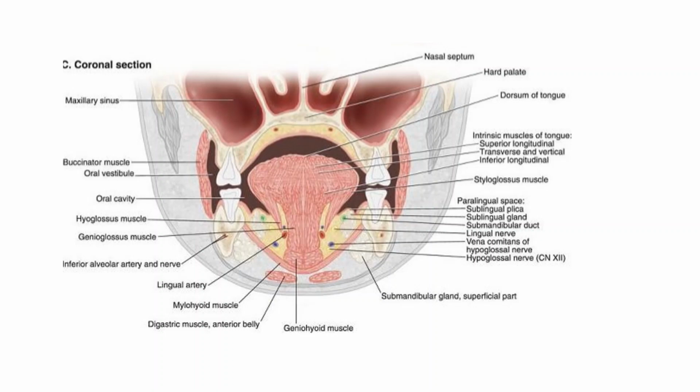This is again the atlas view showing the cut section, showing the muscles of the tongue, as we can make out the Hyoglossus, the Genioglossus muscle, and the Styloglossus muscle. We can also make out the intrinsic group of muscles arranged under the dorsum of the tongue.